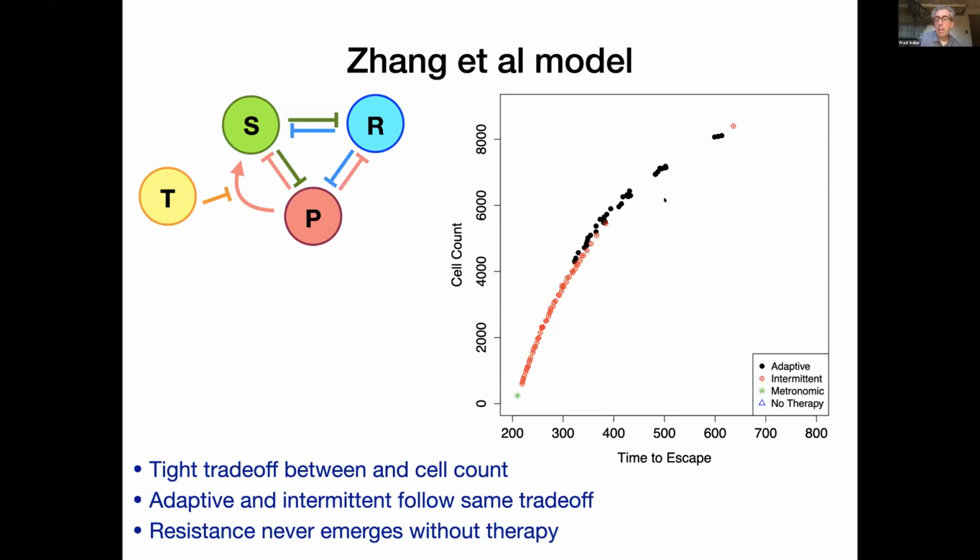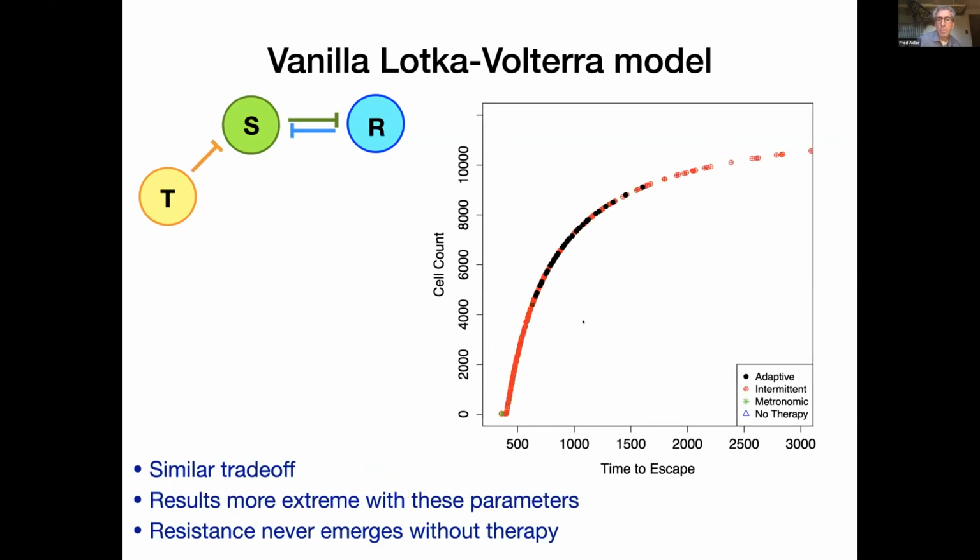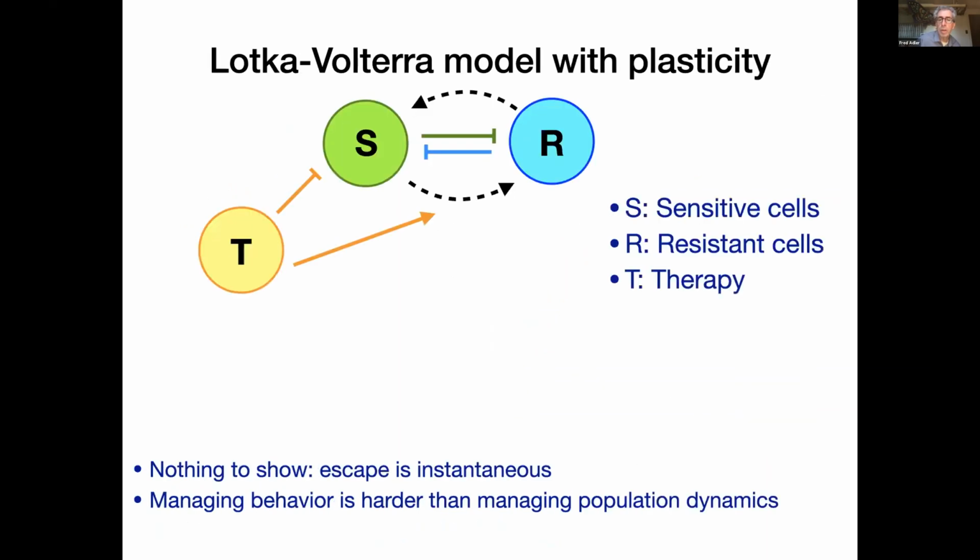Another point to make is that adaptive in this context and intermittent therapies follow the same curve. Which makes sense, right? We're just really seeing there's one factor in play here, competition. Same deal with the vanilla Lotka-Volterra model, not surprisingly. The curve's a little different, but we see the same exact principle. Longer time to escape comes at a price of more cells.